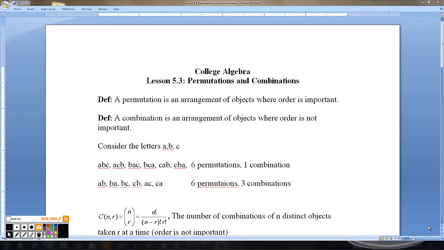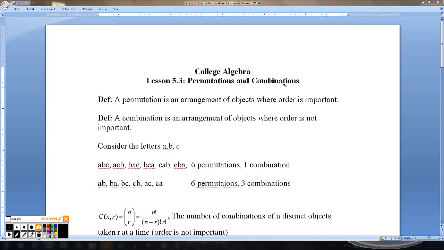Okay, in lesson 5.3, we'll be looking at permutations and combinations. And here's a basic definition of a permutation. A permutation is an arrangement of objects where order is important. A combination, on the other hand, is an arrangement of objects where order is not important.